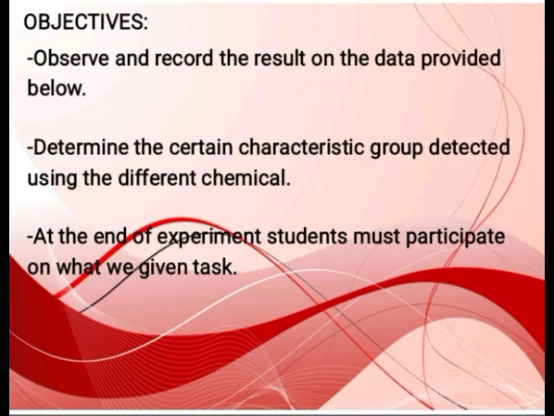And now, I proceed to the objectives of the experiment. First objective: observe and record the results on the data provided below. Number 2: determine the certain characteristic group detected using the different chemicals. Number 3: at the end of the experiment, students must participate in the given task.